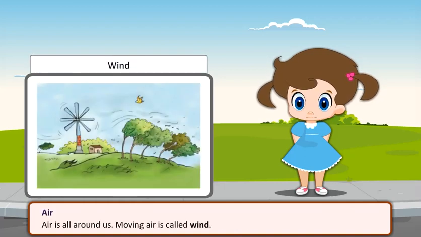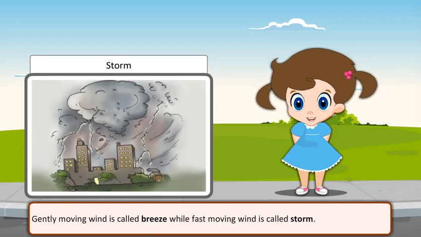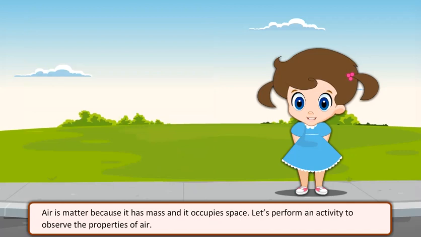Air. Air is all around us. Moving air is called wind. Gently moving wind is called breeze, while fast moving wind is called storm. Air is matter because it has mass and it occupies space. Let's perform an activity to observe the properties of air.